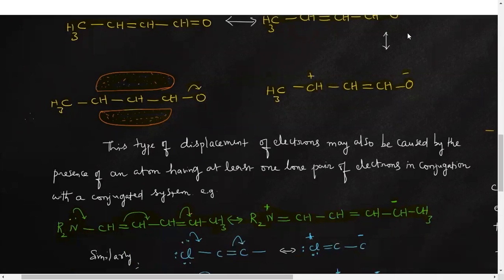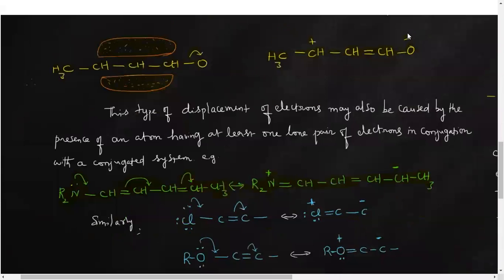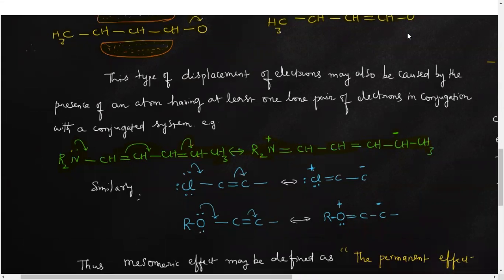So if you see this NR2 linked with CH=CH-CH=CH-CH3, it is again observed in a different manner. Similarly, if the group Cl, chlorine, is there, around the chlorine there are three lone pairs of electrons, and that is shifted between the chlorine and the attached carbon. After that, this is also noticed. Likewise, OR, an alkoxy group, is there. Over the oxygen of the alkoxy group, we have two pairs of electrons, and that is also making a resonance here.